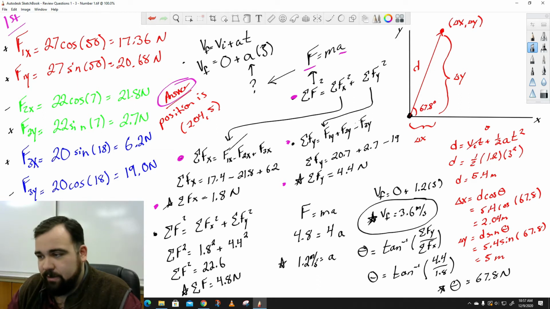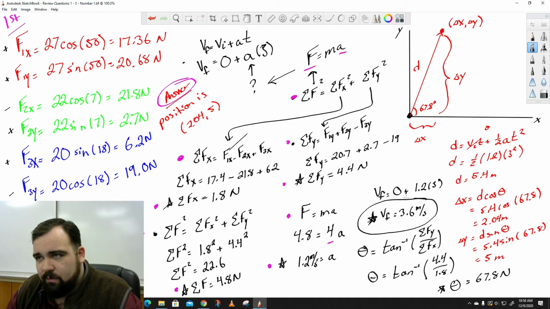So now that we have these two parts, we're going to come back up and solve for the F net total. So that's this equation. The F net total squared equals Fx squared plus Fy squared, and that works out to a total F net of 4.8 newtons. We can then take our total F net and plug that into the F equals ma equation that we had up top. The mass of the object was given as 4, so plugging in 4.8 and a mass of 4, we get an acceleration of 1.2 meters per second squared. So if the object is at the origin, it's going to accelerate at 1.2 meters per second squared.